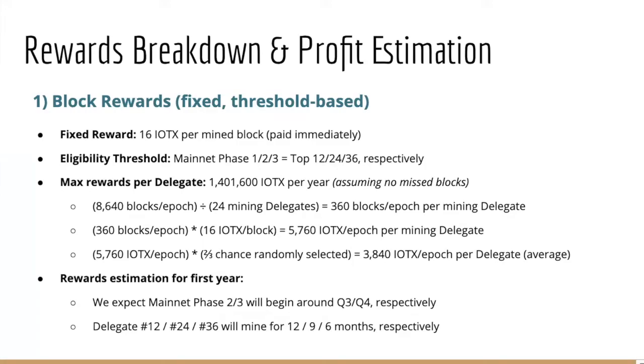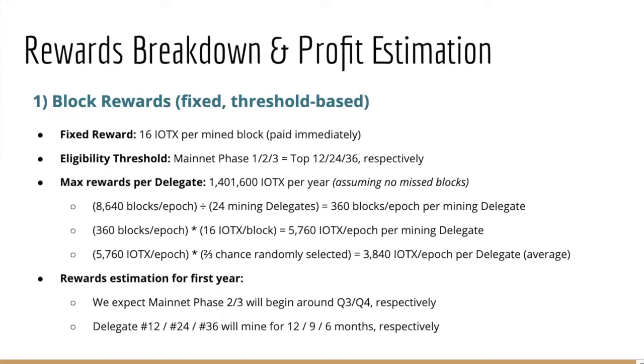The maximum rewards from these block rewards that a delegate can get is 1.4 million IoTeX per year, assuming they don't miss any blocks. The math behind this is every epoch, there are 8,640 blocks, and 24 delegates are randomly selected to mine every epoch. That means 360 blocks per epoch per randomly selected mining delegate. That multiplied by 16 IoTeX per block equals around 5,760 IoTeX per epoch per mining delegate.